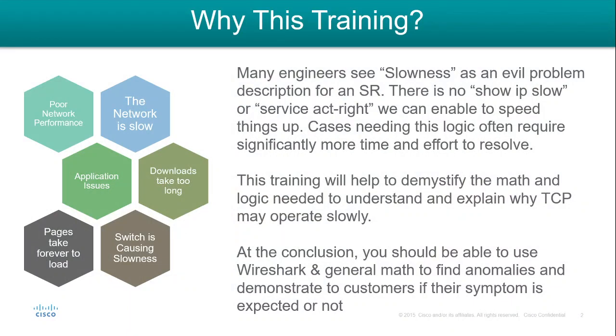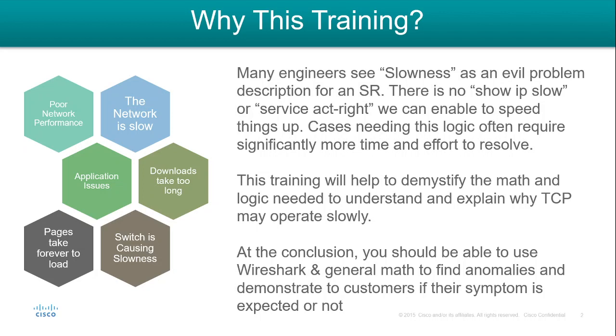I've been in TAC for many years now, over a decade at this point, and I found a lot of engineers tend to see the term slowness as a pretty evil problem description when mentioned in an SR. I think part of it might be because there's no such thing as a show IP slow on the CLI, or you can't configure service act right globally and then suddenly see a fivefold increase in speed. Instead, when cases mention application or performance slowness, it usually means we're going to have a lot of data to collect and a lot of logic that needs to be applied to that data in order to figure out what exactly is going on.